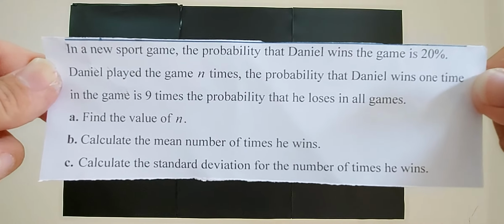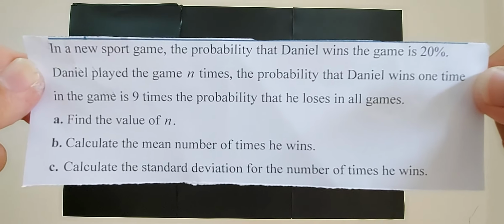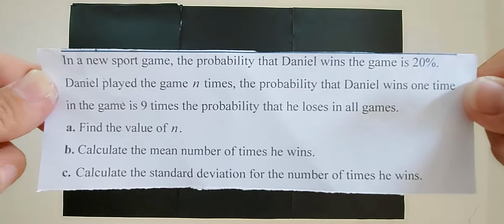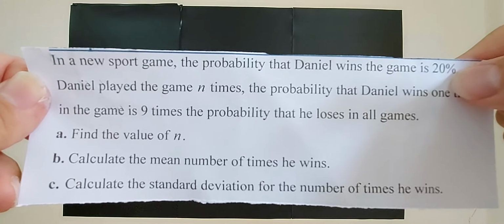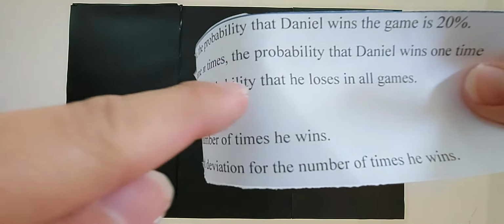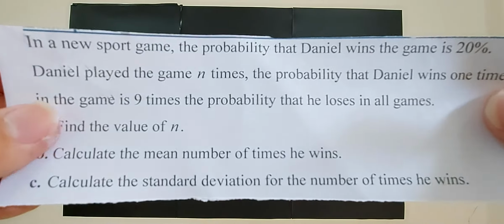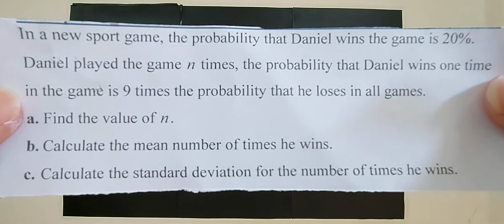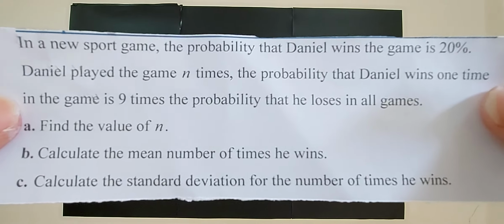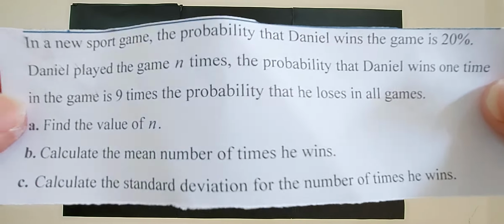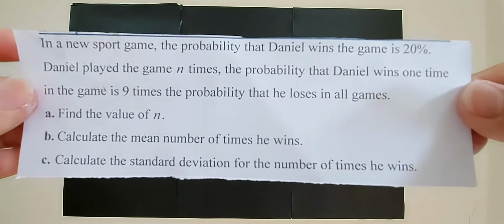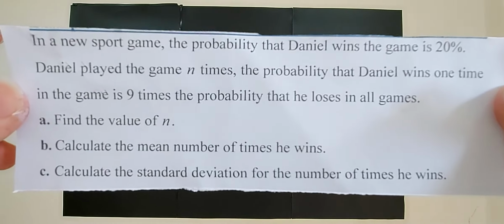If this is a binomial distribution, it has two outcomes, one is success and one is failure. So winning the game is 20%. Daniel plays n games, so he tries n times. The probability that Daniel wins one time in the game is 9 times the probability that he loses all the games. You can pause the video and try the question before you look at my solution.